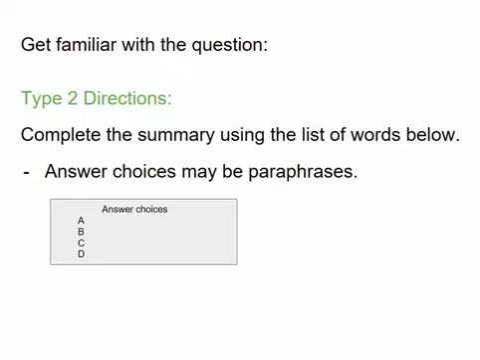So with these answer choices, it's a little easier sometimes because you've got a box full of choices you can choose from. But it can be tough to find the appropriate paraphrase since these words are not taken directly from the passage.